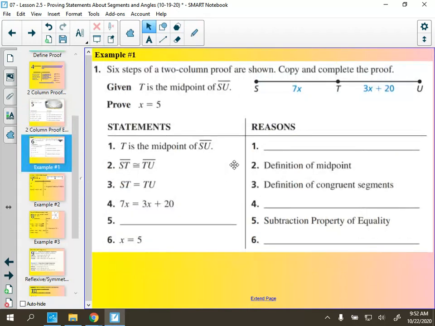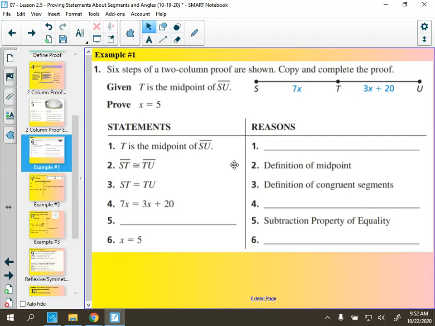Let's do one here. This is kind of a hybrid one where it's geometric, but still using some of those algebra concepts. So let's take a look. Six steps are shown, complete the proof basically. All right, so here we go. We got a picture: STU, segment ST, segment TU, big segment SU.